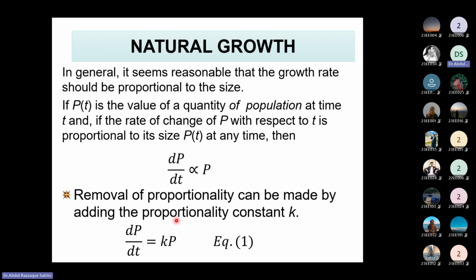Now, we don't know about the proportionality constant. The proportionality constant is not same for all the activities. For human population, for bacterial population, for different conditions, the value of k does not remain same. But it's the simplest formula, simplest model, simplest equation related with the population growth. So this is equation number 1.